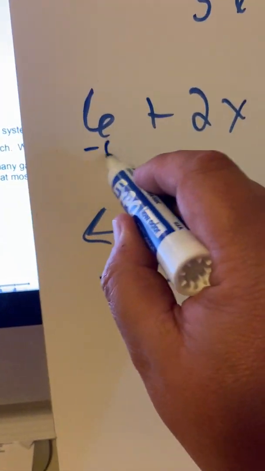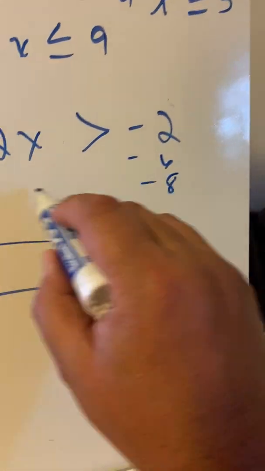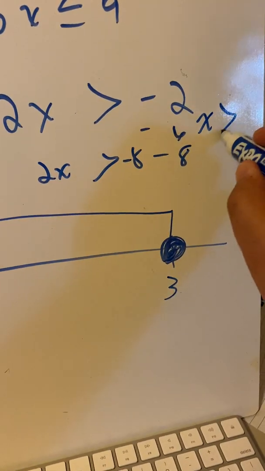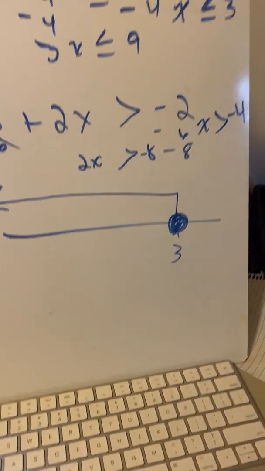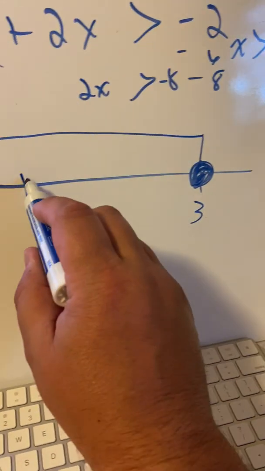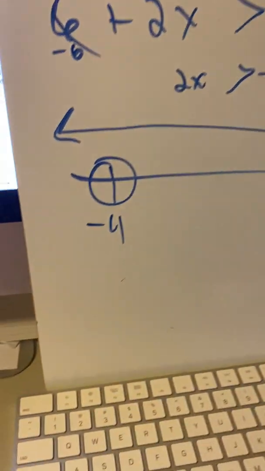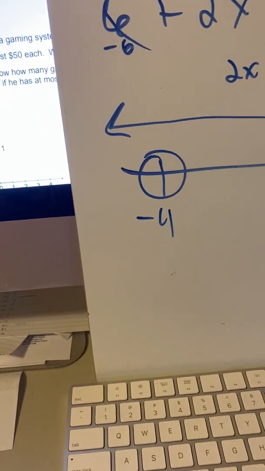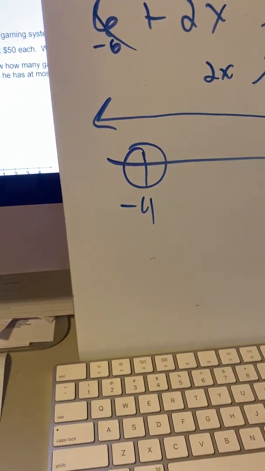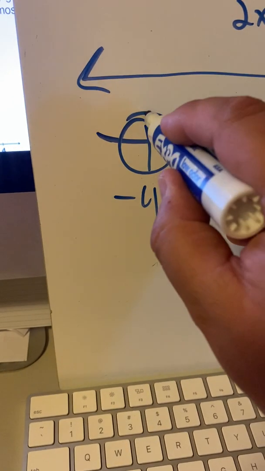Now the next one, you subtract the 6, that's a negative 8. 2x is greater than negative 8. X is greater than negative 4. So all numbers greater than negative 4. Now it is just a greater than symbol, so it's an open circle at the negative 4. That means negative 4 would not work in this, but it's all numbers greater than, so everything is shaded this way.